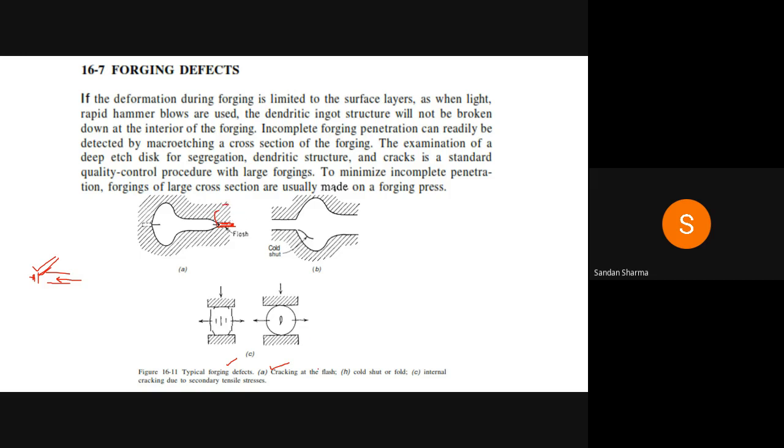So it is cracking at the flash, and when you are going to machine and remove this part for the final structure, this crack can flow towards your part as well. Are you understanding this part? Yes.